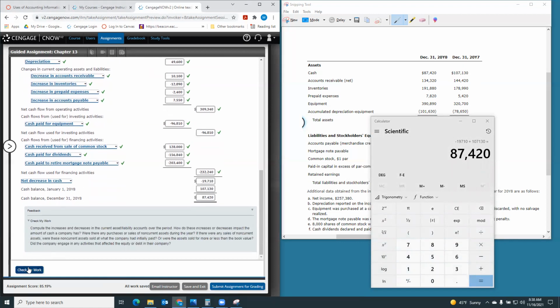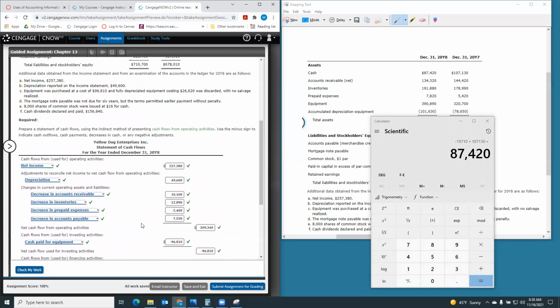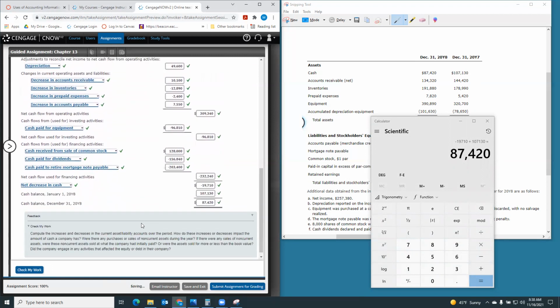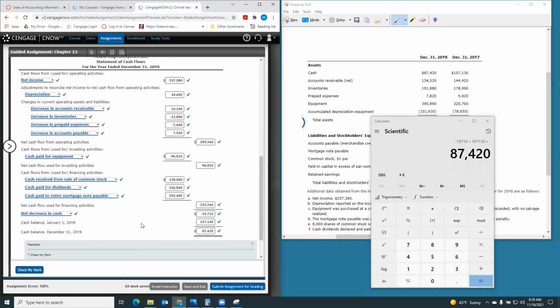And that's it. So let's double check. Got 100%. That's it. So hopefully that will help you work through this problem and then help you with the problems that you'll face later in the chapter.